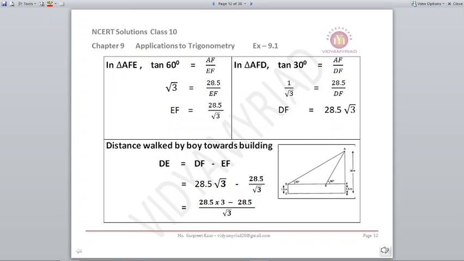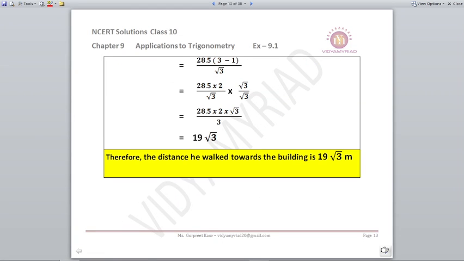We will subtract it. How are we going? We will take the LCM. We will see that root 3 into root 3 will become 3. So 28.5 into 3 minus 28.5 upon root 3. You will see that 28.5 is common, we can take it outside. So it becomes 3 minus 1, that is 2. So we will rationalize it. On solving we get 19 root 3. So the distance he walked towards the building is 19 root 3 meters.